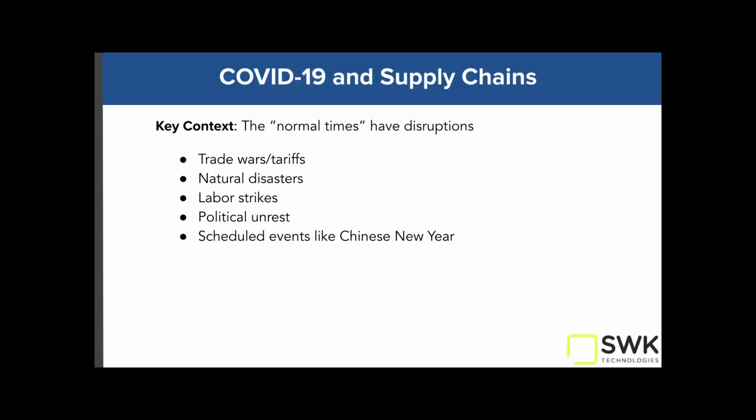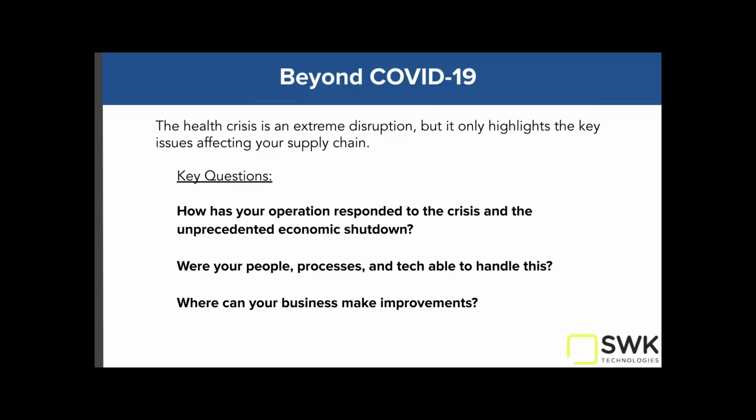And we even have scheduled things that we can kind of anticipate, things like Chinese New Year, or if we're buying product from Europe, we know that in August much of Europe shuts down for holiday and different events like that. So it's a normal part of the game, if you will, in managing supply chains, but clearly this has been an extreme disruption.